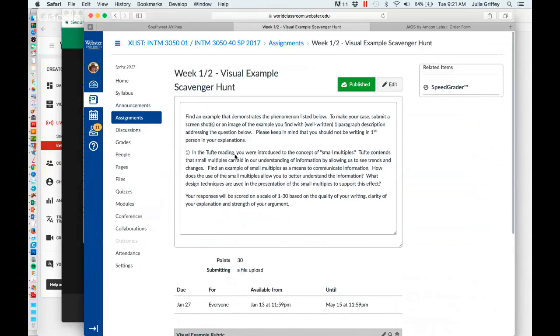In the Tufte reading, you were introduced to the concept of small multiples. Tufte contends that small multiples can aid in our understanding of information by allowing us to see trends and changes. Find an example of small multiples as a means to communicate information. How does the use of small multiples allow you to better understand the information? What design techniques are used in the presentation of the small multiples to support this effect? Dun, dun, dun. You don't have any idea what small multiples are yet. That means you have to do the reading, right? Your responses will be scored on a scale of 1 to 30 based on the quality of your writing, clarity of your explanation, and strength of your argument.